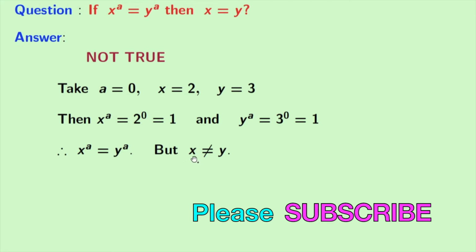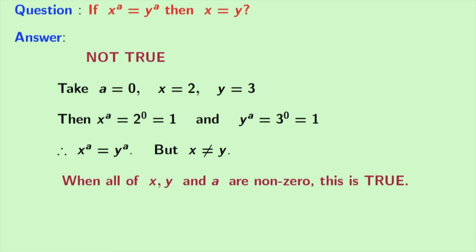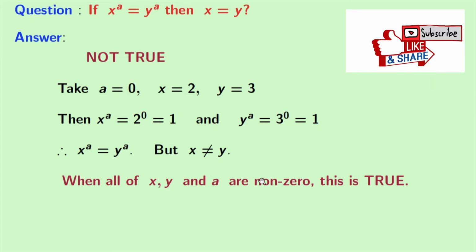But look that here x is not equal to y, as x is equal to 2 and y is equal to 3. Here note that this is true in some cases. As for example, when all of x, y and a are non-zero, then this will be true.